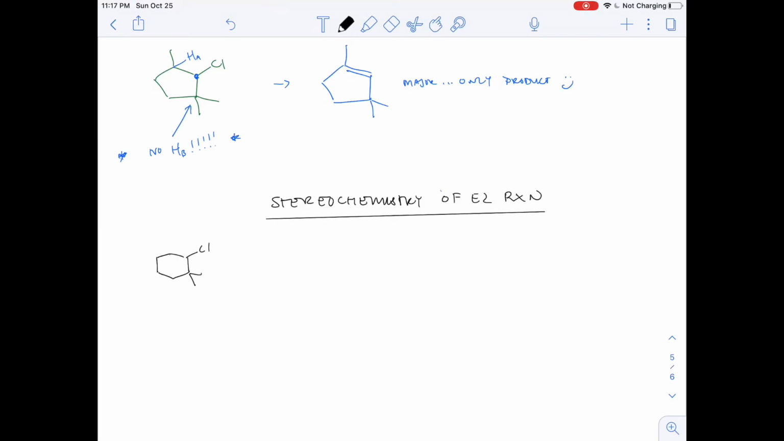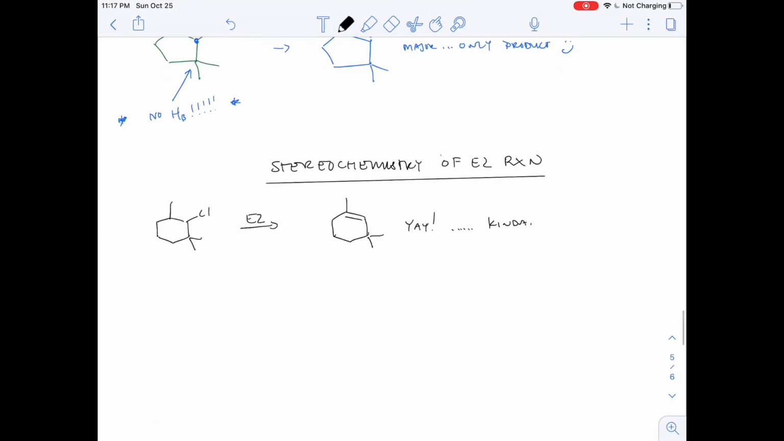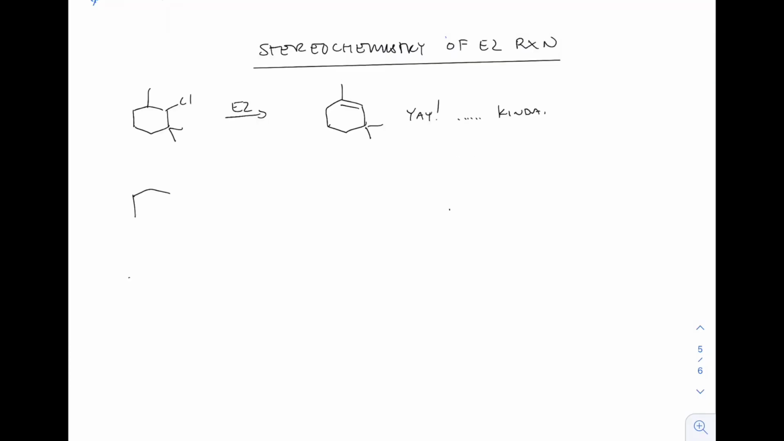All right, so for stereochemistry of the E2 reaction, this is really important. I told you we would get to this, and here's this one right here. We do form that product, right? We saw that just above in a similar manner. We had cyclopentane, but in this case we have a cyclohexane, right? So not too much has changed there. But let's say we have this particular stereochemistry. We'll still get this product, right? Yay, we still get the product.